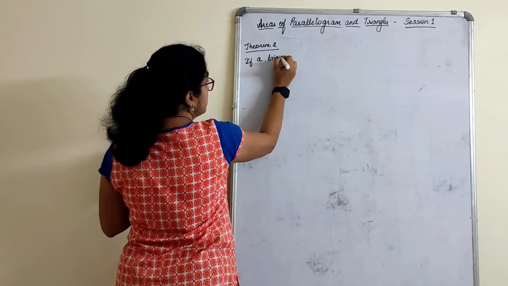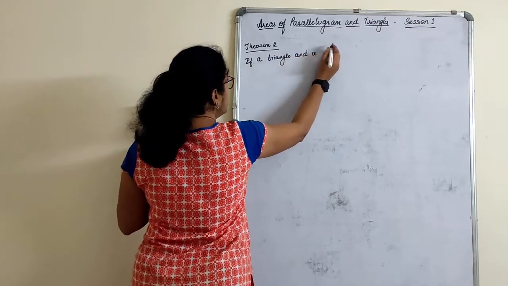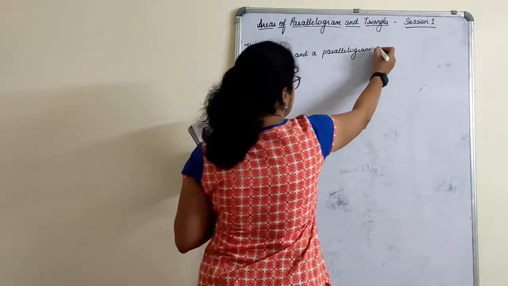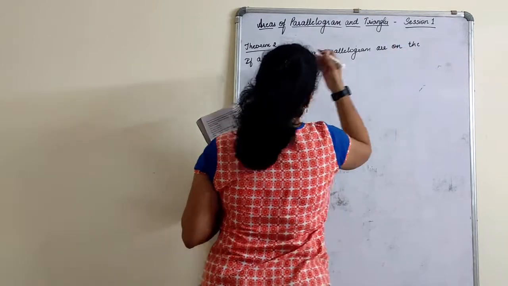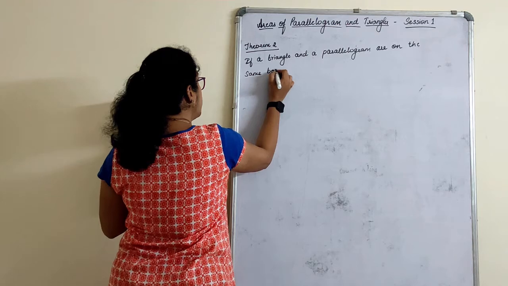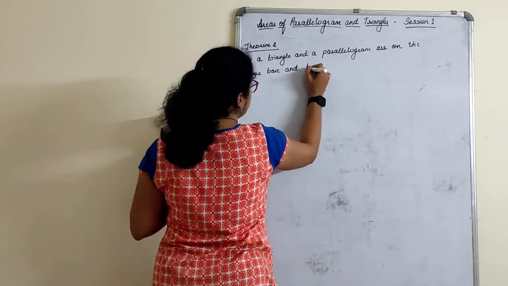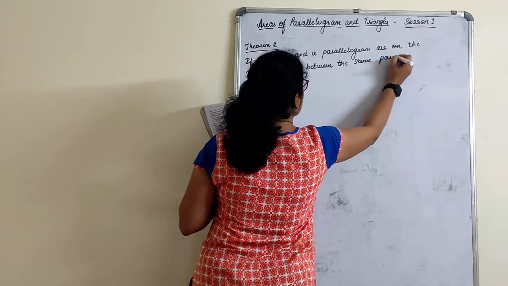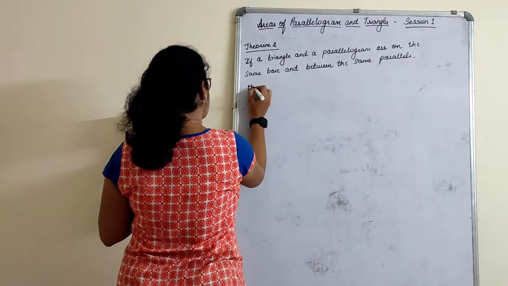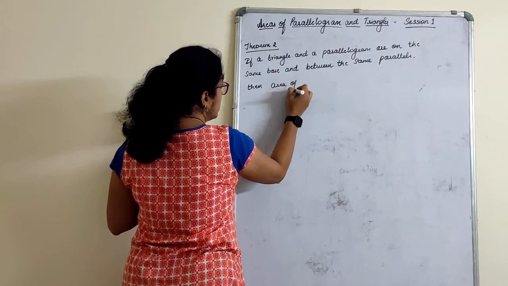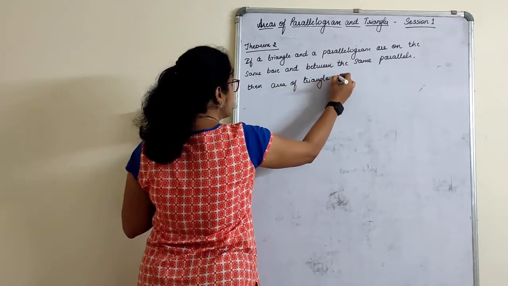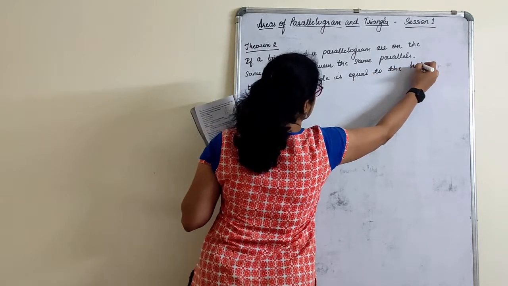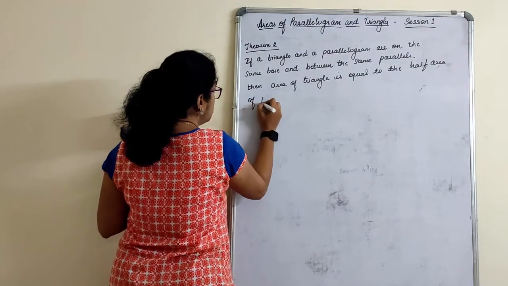If a triangle and a parallelogram are on the same base and between the same parallels, then the area of the triangle is equal to half the area of the parallelogram.